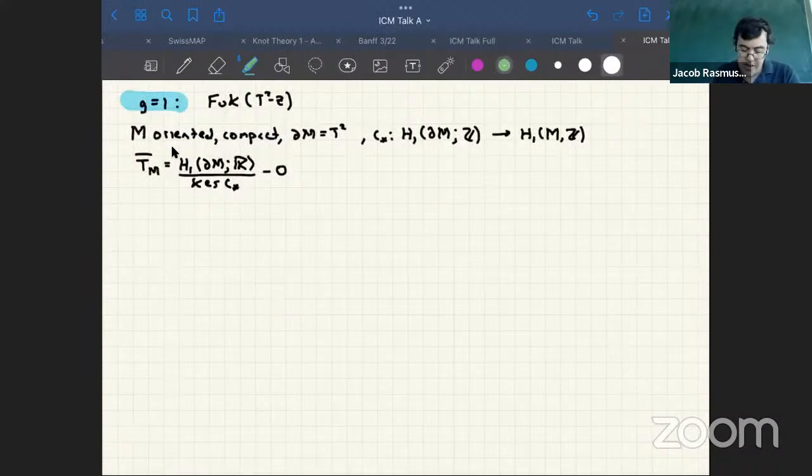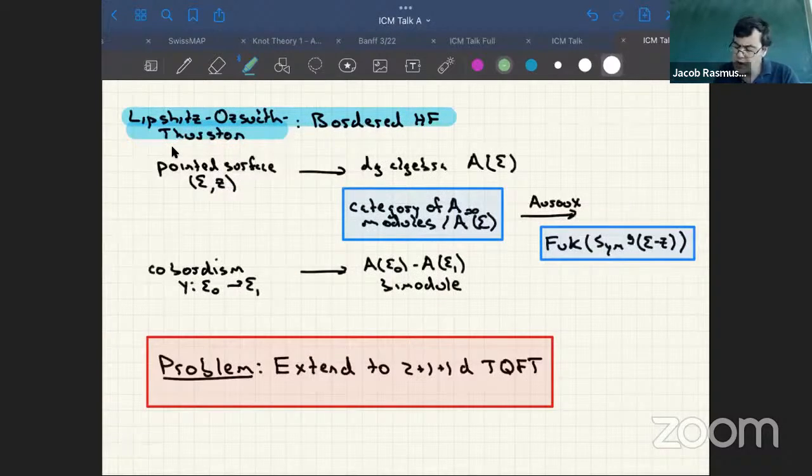So now I'd like to talk a little bit more about this Fukaya category that Roux introduced into the picture. Okay. And the thing to understand about this Fukaya category is that, as Roux described it, it's really just the same as this category of modules that Lipshitz, Ozsváth, and Thurston wrote down. So maybe another way of saying it is that Lipshitz, Ozsváth, and Thurston wrote down the Fukaya category without explicitly saying that that's what it was. Okay.